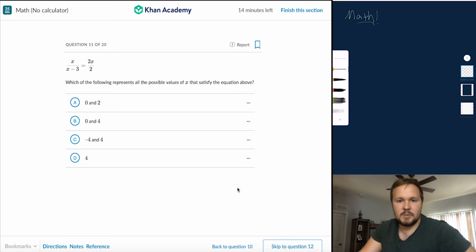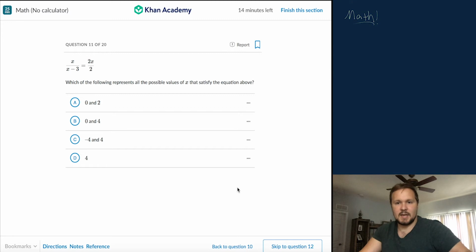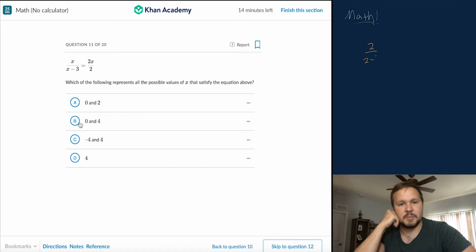Which of the following represents all the possible values of x that satisfy the equation above? Well, here we only have a couple of possibilities, so I'm just going to plug them in really fast instead of spending time solving. If you plug in 0, we get 0 over negative 3, which is just 0, equals 0 over 2, which is just 0. So 0 is a solution. So it's A or B now. We've limited it down to that.